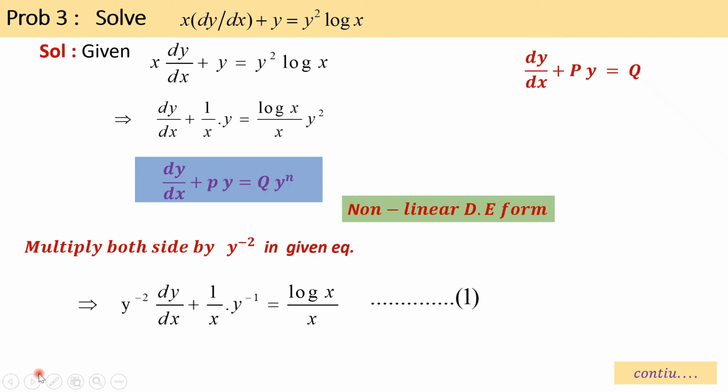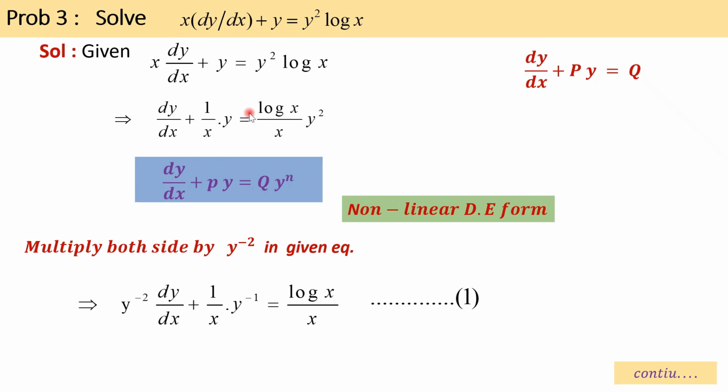Now come to the next problem. x dy by dx plus y equals y square log x. Here given x dy by dx plus y equals y square log x. Rewrite this equation as dy by dx plus 1 by x y equals log x by x y square.